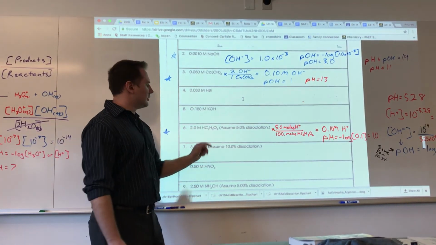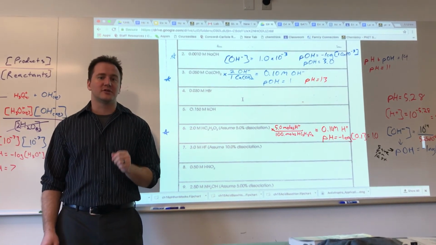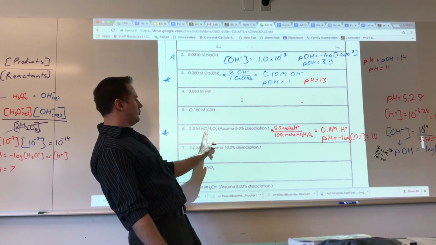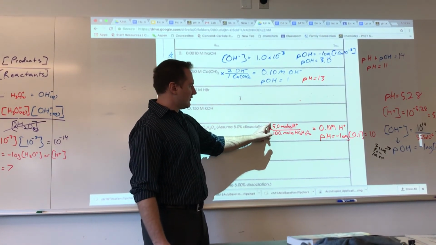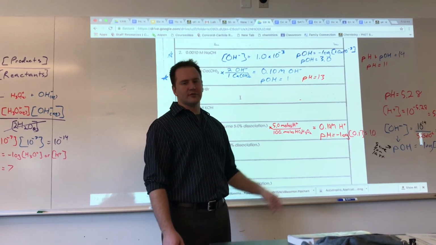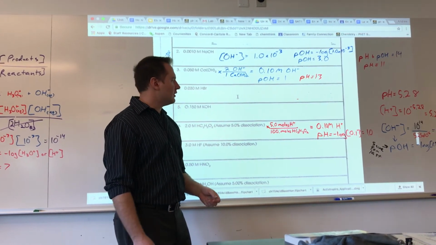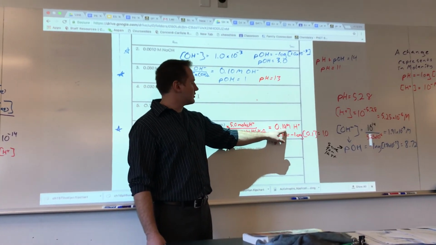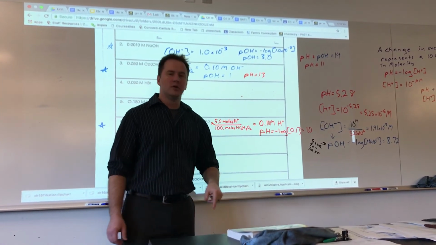All right, so assuming that acetic acid has a percent dissociation of 5.0, we can then say that effectively, if you have a 2 molar solution of that, you get 5 moles of hydronium ions for every 100 moles of acetic acid that you have. So that gives you an effective hydrogen ion concentration or hydronium ion concentration of 0.10 molar.